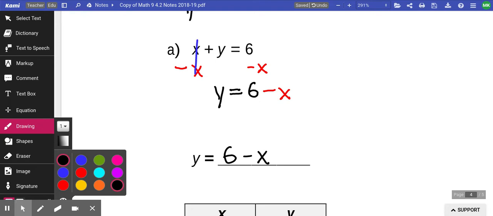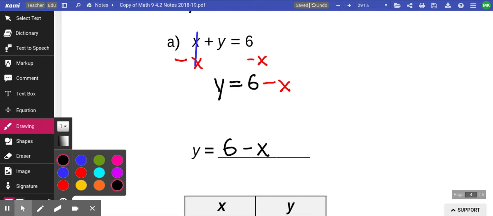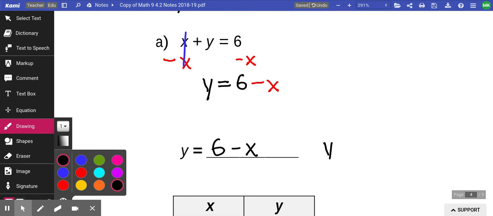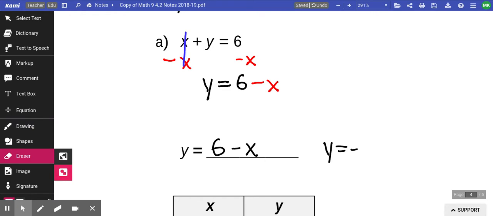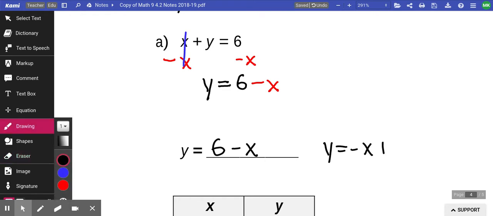For the record, addition and subtraction can be reordered. So typically, people will put x value first. So you could also write it like this. Y equals negative x plus 6. That's the same thing. It's just rearranged. If you can do the first way, I'm happy. So if you can move something over and then rewrite the equation, I'm happy. If you want to take it one step further, write it like this, cool.